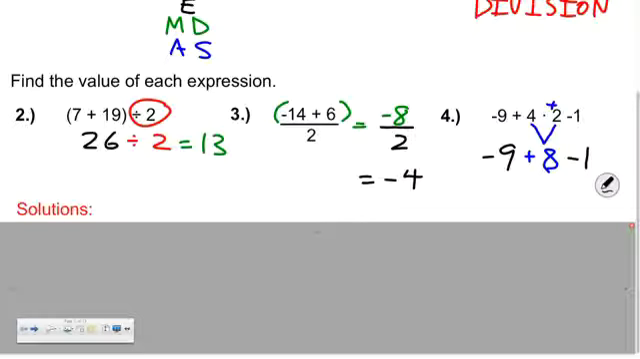Now what's next? So negative 9 plus 8 is negative 1. Right. They're different signs, so we take the difference of the numbers. 9 and 8, the difference is 1, and we keep the sign of the larger magnitude. Negative 9 is farther from 0, so it's going to be a negative 1.